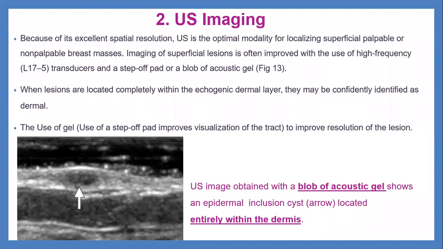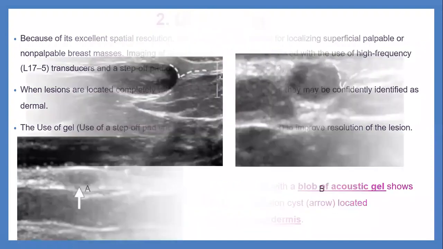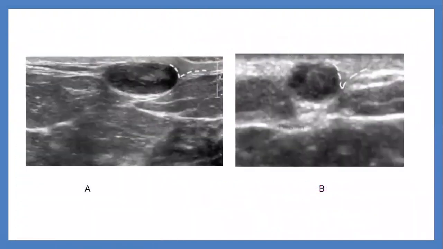What can help us is using a gel pad or a stand-off pad of gel. Put a large amount of gel, and you can see all layers of the skin and you can see the lesions. Here is an example, ultrasound obtained with a blob of copious gel. Look at this thick layer of gel showing an epidermal inclusion cyst. This epidermal inclusion cyst is located entirely within the skin, or within the dermis. Okay, and here we can see what this sign is.